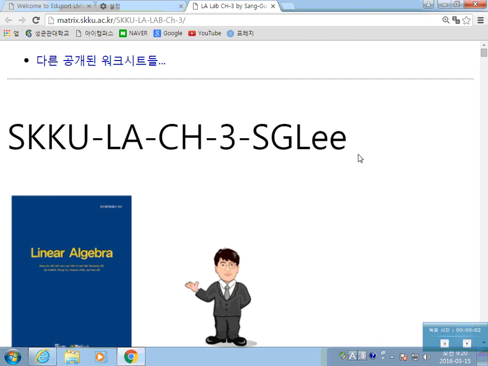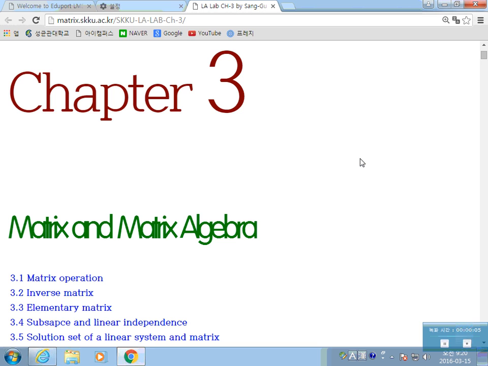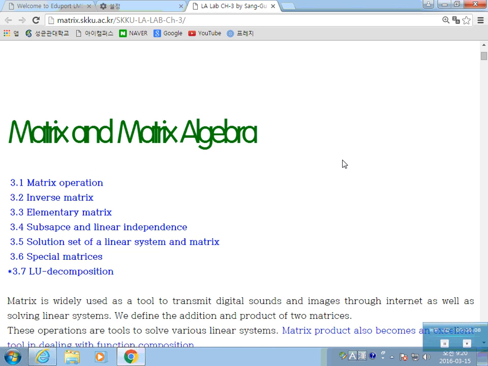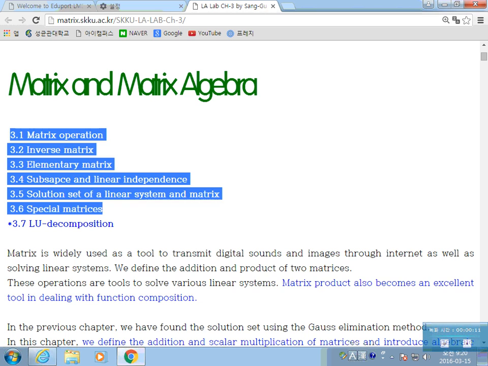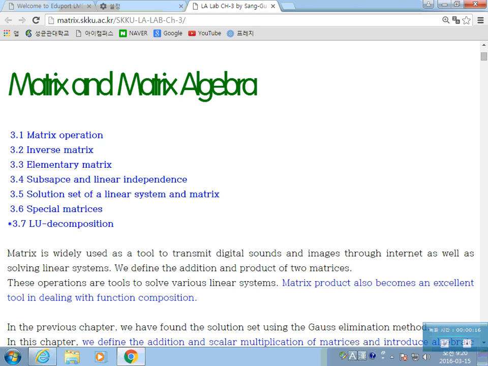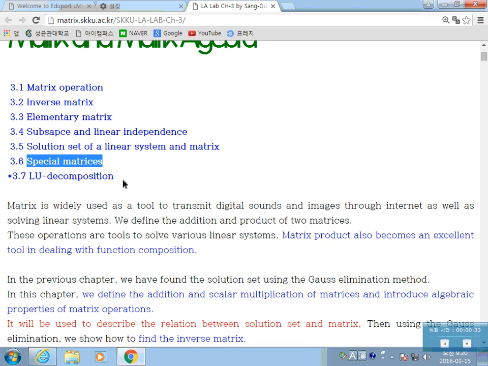Okay. Today, we're going to start chapter 3, Matrix and Matrix Algebra. This has 7 sections, including matrix operation, inverse matrix, elementary matrices, subspace and linear independence, solution set of a linear system and its relation to the matrix, and the special matrices. And LU decomposition, I will offer my lecture, but you don't have to worry about this for your midterm examination.